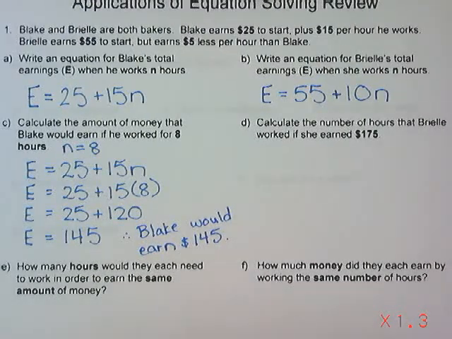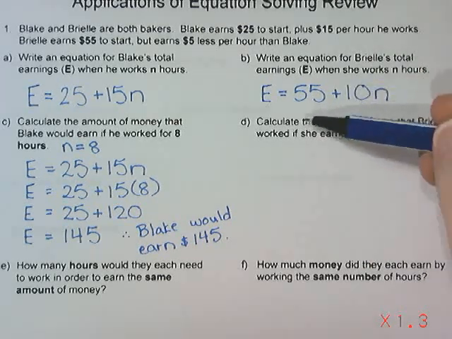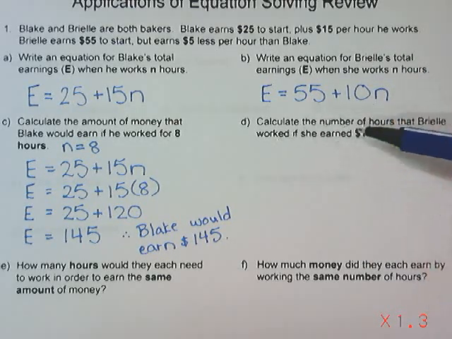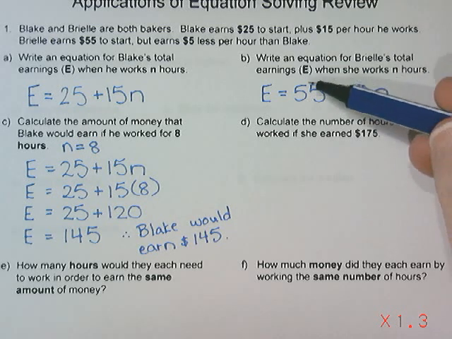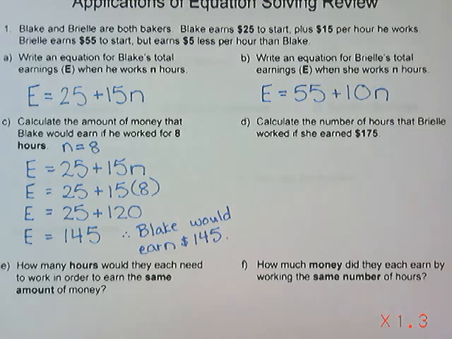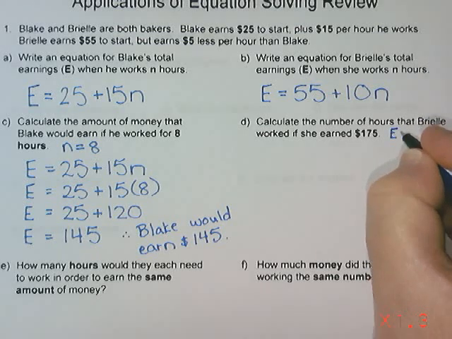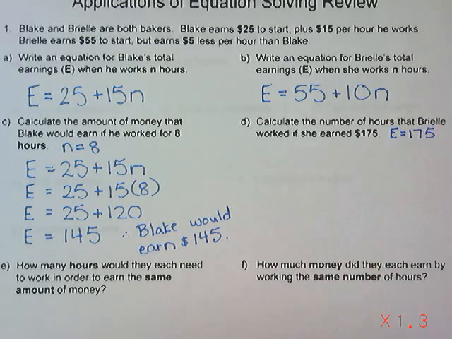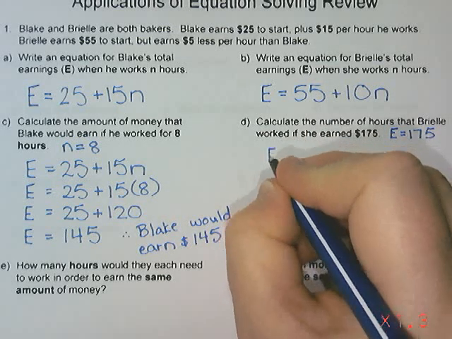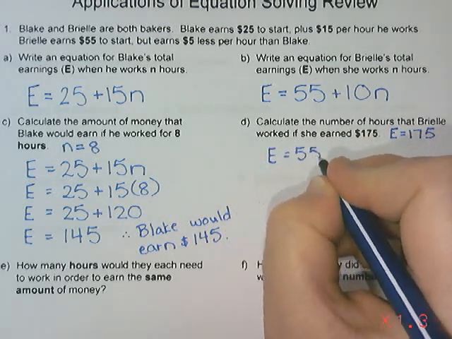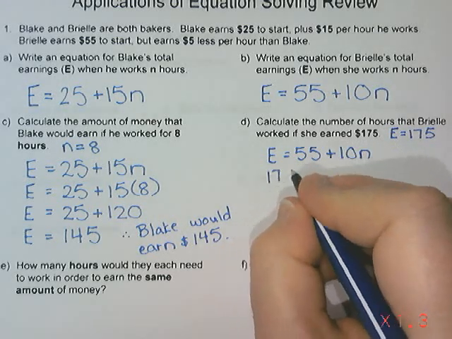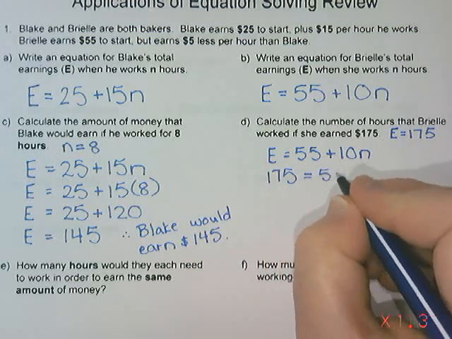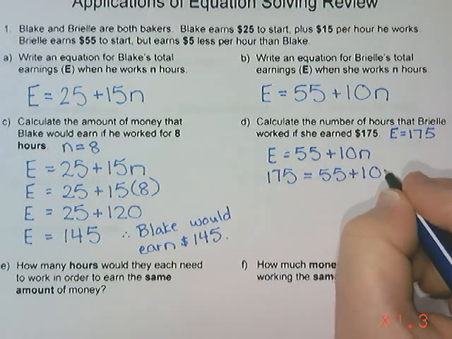All right, let's try D. Calculate the number of hours that Brielle worked if she earned $175. So we are going to use Brielle's equation. And then N is the number of hours, E is her earnings. So she's earning $175, so that is going to be my E. So I'm going to take the equation, E equals 55 plus 10N. And in place of E, we're going to put in 175. I leave the 55 plus 10N exactly the same.